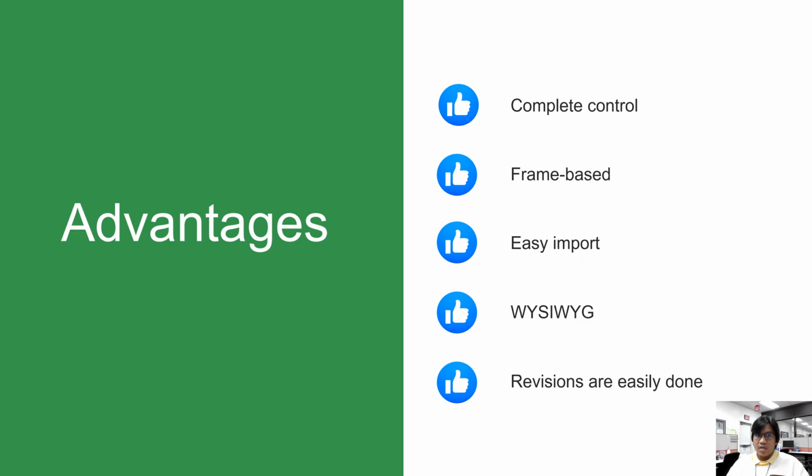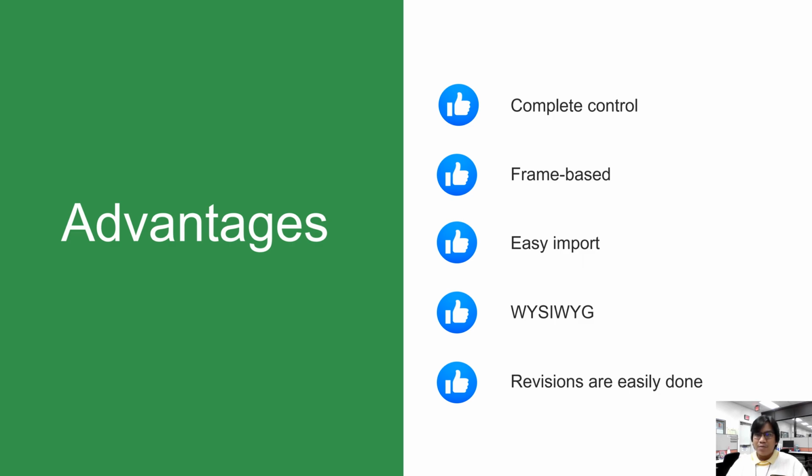Desktop Publishing System offers a what you see is what you get user interface, or WYSIWYG. What you see on your screen will be the final look of your document in a hard copy. And lastly, revisions are easily done. Users can now make real-time edits and track changes in an instant.